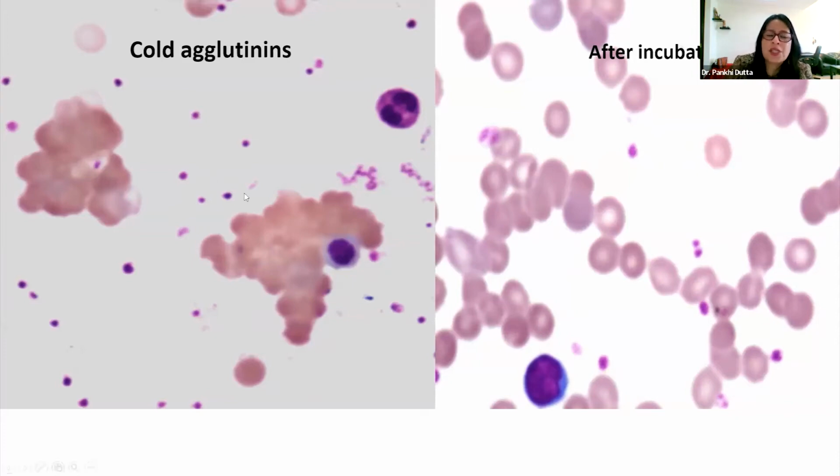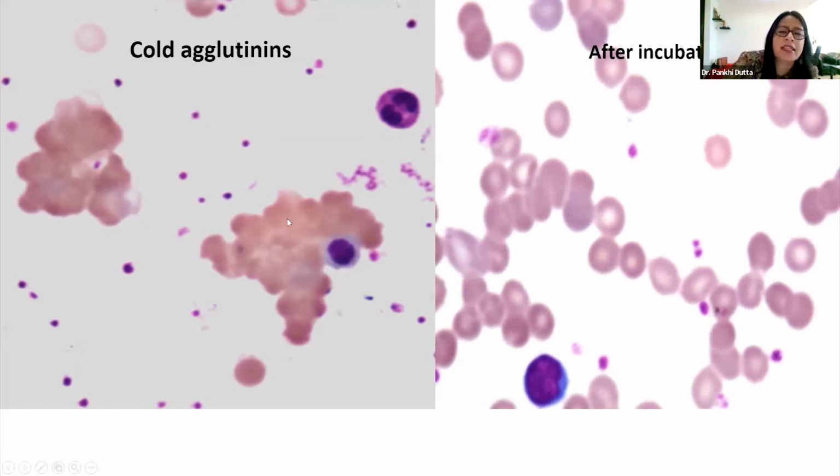In such a situation, that should alert you that the peripheral smear would have a picture like this. And you cannot release the MCV and MCH results, and even the RBC count, because the instrument will read this as one cell. So the MCV will be huge. It will be very dense. And the RBC count will be very low.